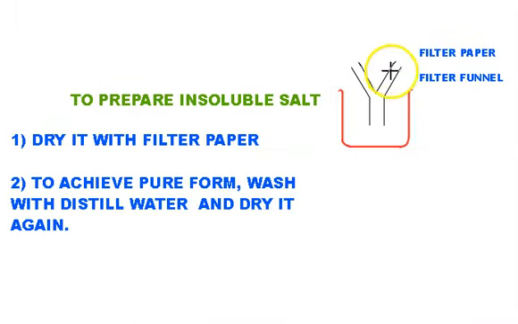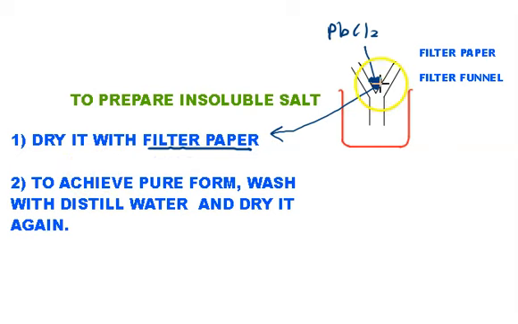Now let us look at how to prepare the insoluble salt. The insoluble salt is already stuck over here. This is the plumbum chloride. What we are going to do next is take the plumbum chloride and straight away dry it with a filter paper, because it is already in a solid form, so we do not have to boil it or evaporate it. Then to achieve the pure form of plumbum chloride, we just have to wash it with distilled water and dry it again.